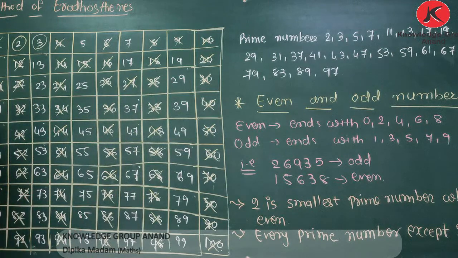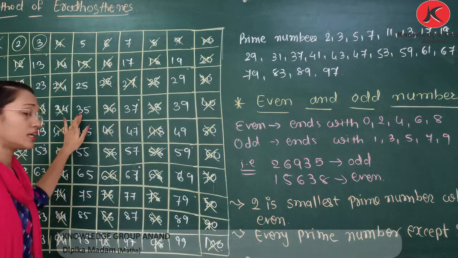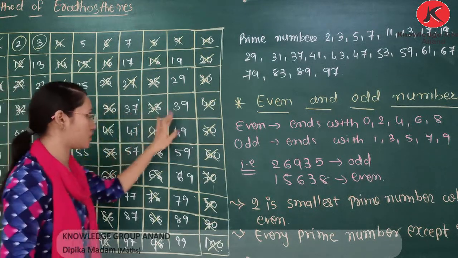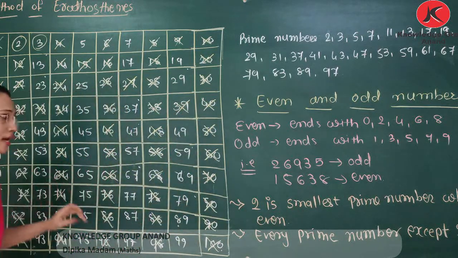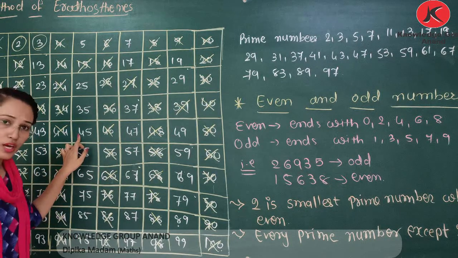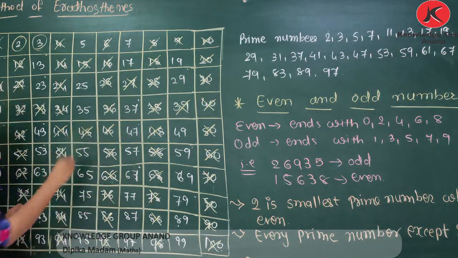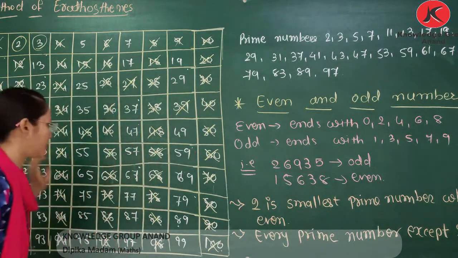Now 31 is also not in the table of 3. 33, 11 3s are 33, so cross it. 35 is also not there, 37 is not there. 39, yes, it is there, 13 3s are 39. After that, 41 is not there, 43 is not there, yes, 15 3s are 45, so cross it. 47 is not there, 49 is also not there.